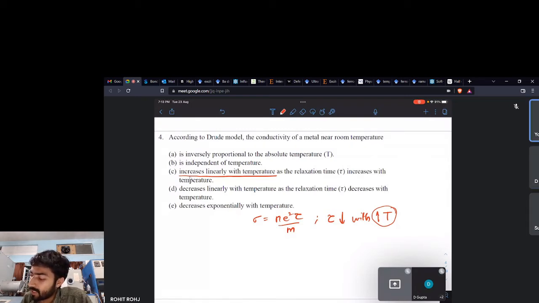So if temperature increases, tau decreases, and that would decrease the electronic conductivity, and therefore the option would be that the conductivity decreases linearly with temperature as relaxation time decreases with temperature.